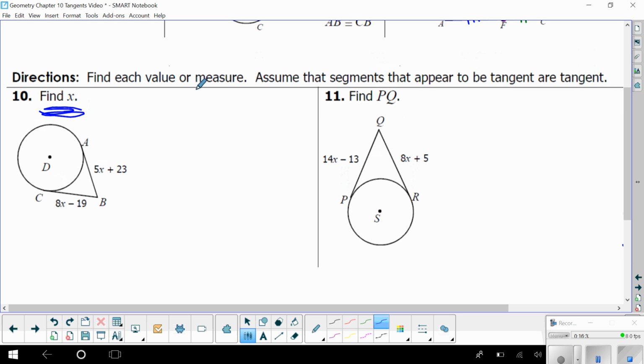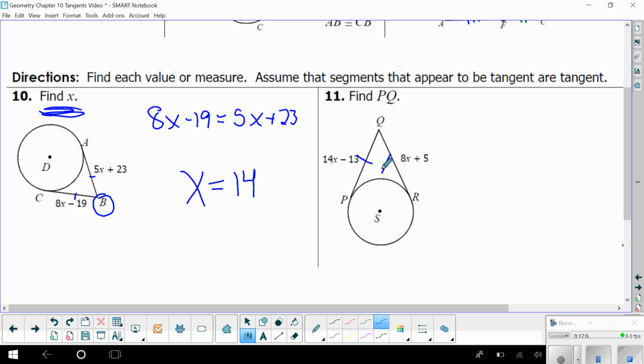Find each value or measure. Assume the segments that appear to be tangent are tangent. So AB and CB are tangent. You're saying that, and they're coming from a point B, which means these are congruent. All right, so 8x minus 19 equals 5x plus 23. Solve it all the way down. X equals 14. Same thing with 11.